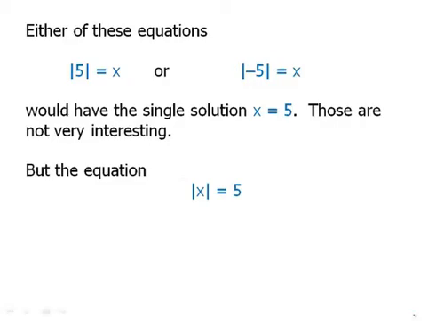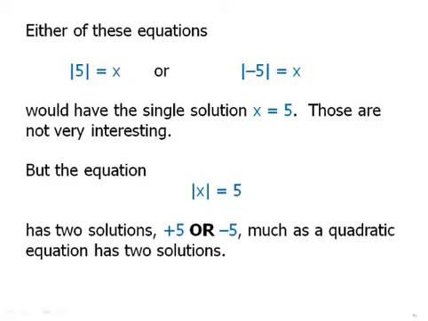So the absolute value of x equals 5. Think about that. That has 2 solutions, positive 5 or negative 5. X could be either one of those values. And this is similar to the way that a quadratic equation has 2 solutions. So this is another category of algebra equations that can have 2 solutions.